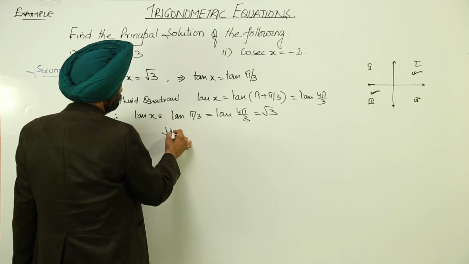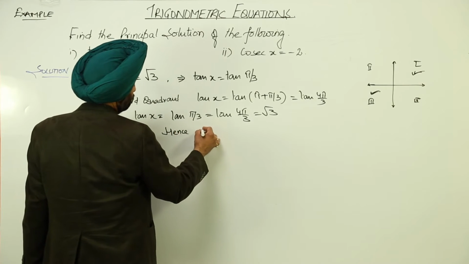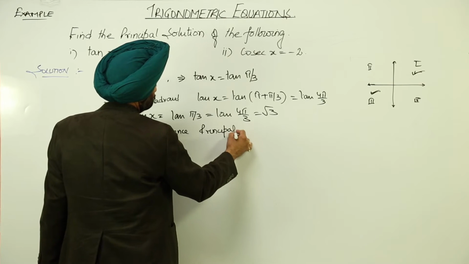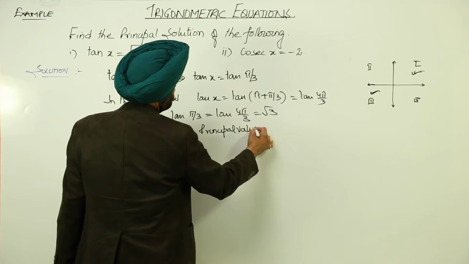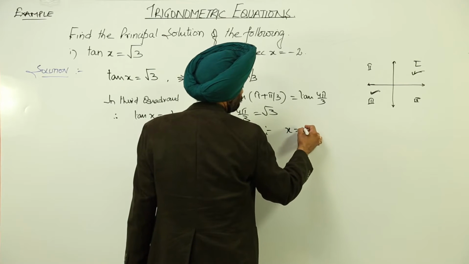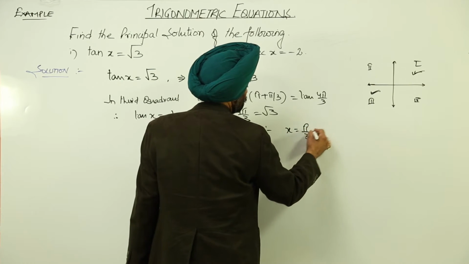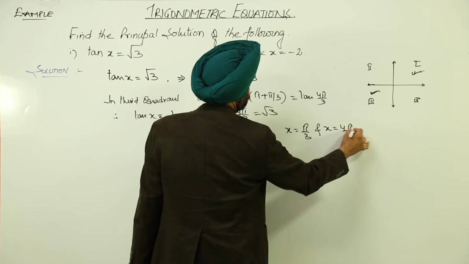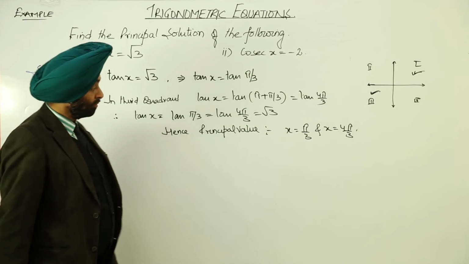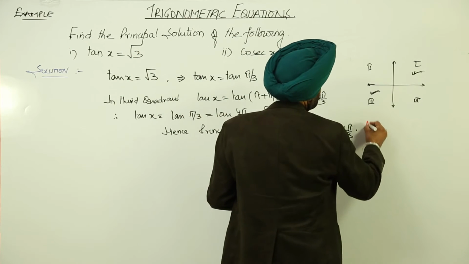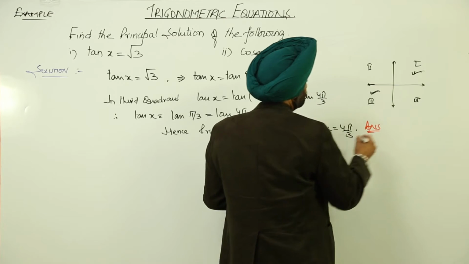Hence, the principal values are x is equal to pi by 3 and x is equal to 4 pi by 3. Is it clear? So this is the answer for the first part, a very important concept.